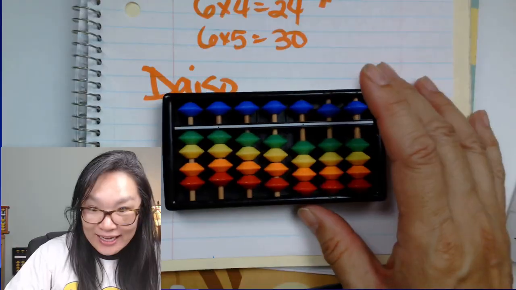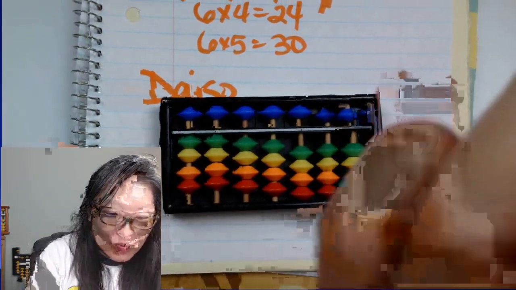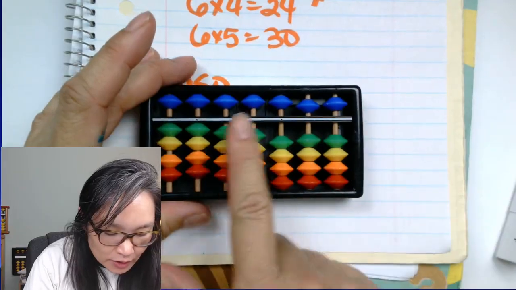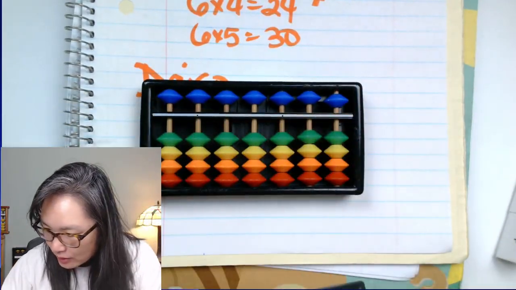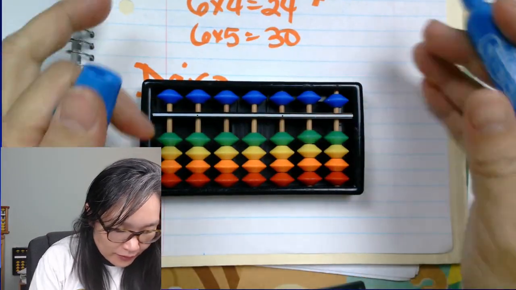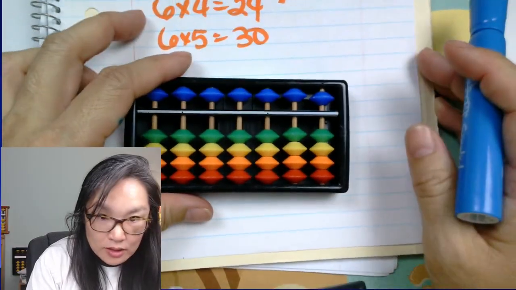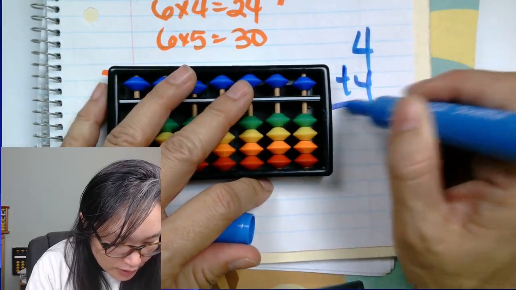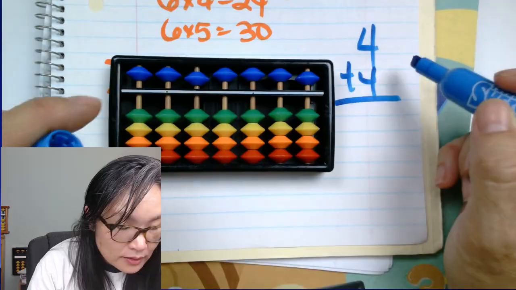Heck yeah! Yeah, it is, because Common Core is talking about as a whole. So the question is 4 plus 4. Yeah, so we have 4, and I want to add another 4. Now notice I don't have enough beads.